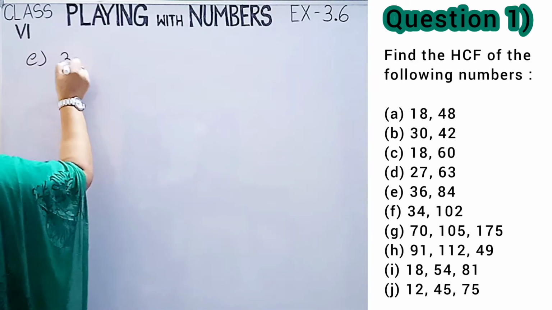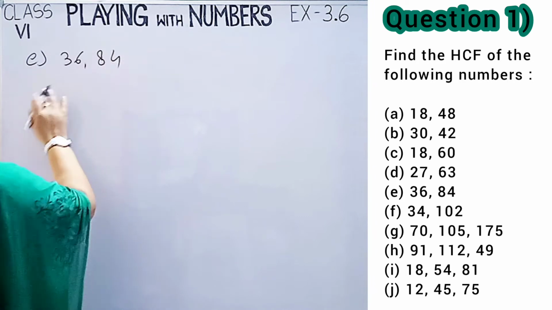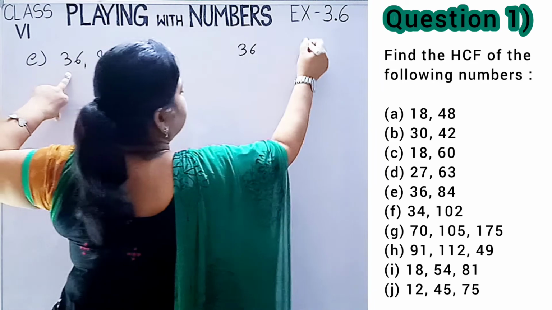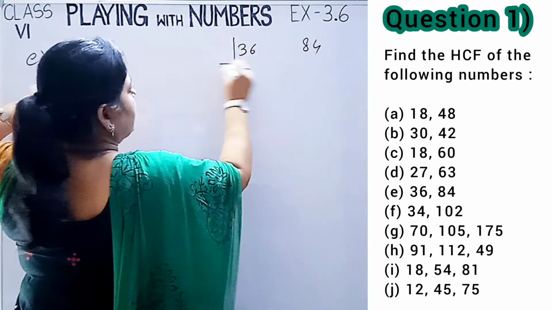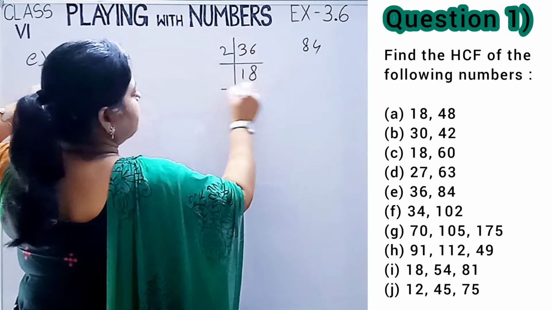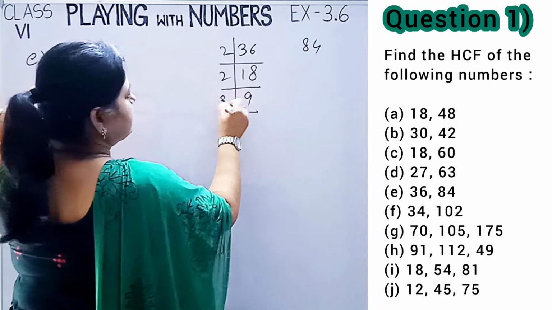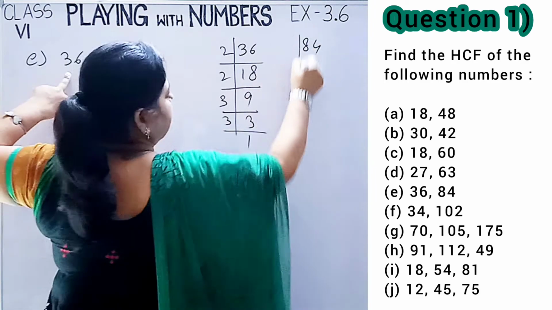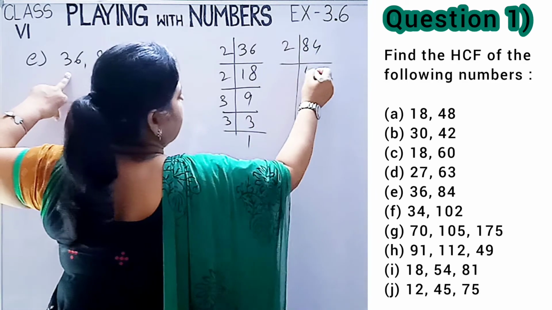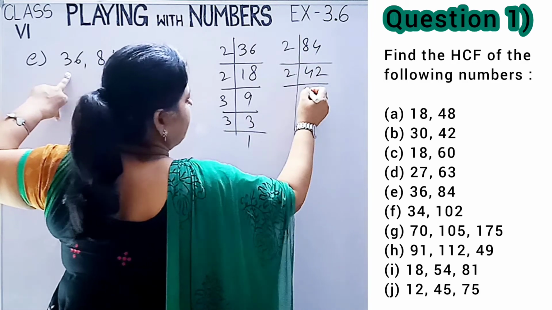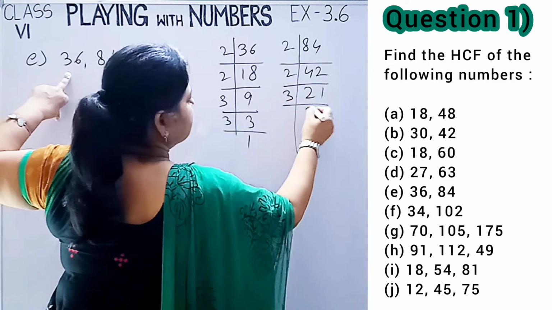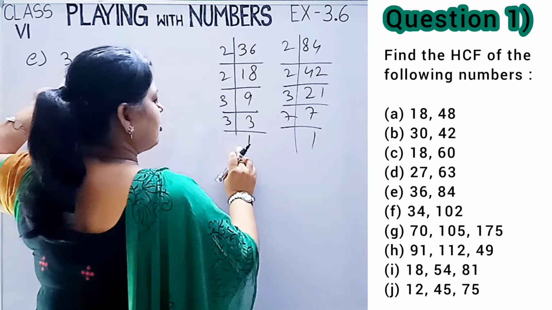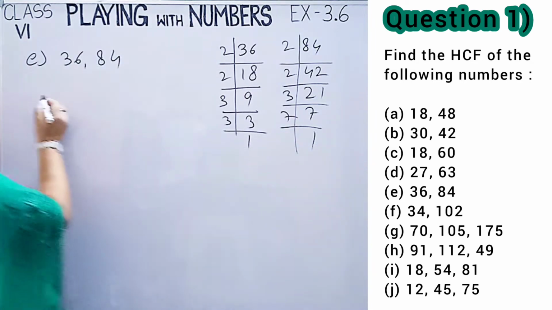E. 36, 84. So let's do prime factorization of 36 and 84. Now 2 1s are 2, 2 8s are 16, 2 9s are 18, 3 3s are 9 and in the last 3 1s are 3. 2 4s are 8, 2 2s are 4, 2 1s are 2, 3 7s are 21, 7 1s are 7. But this one will not impact prime factorization.